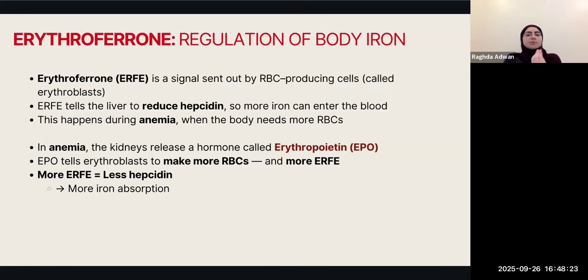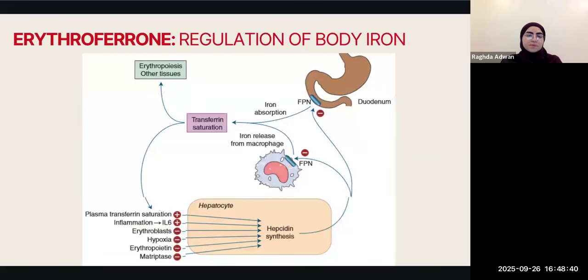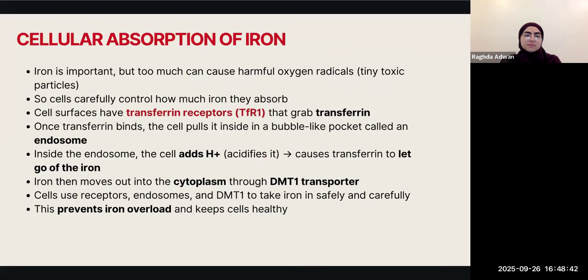So think about it like this, you're probably going to be asked about it in the form of what increases in what situation and what decreases in what situation. So when erythropoietin, EPO, goes up, then erythroferron, ERFE, goes up, which will cause hepcidin to go down, which will cause iron to go up. That's just the sequence that I want you to focus on. Okay? All right. We're almost to the finish line.